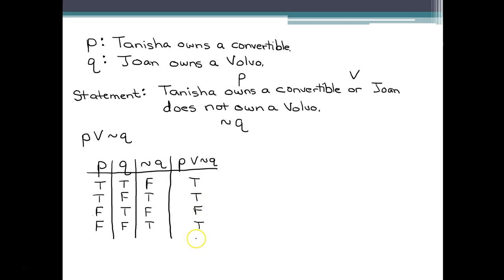So this column right here will help us to see the conditions where the compound statement is true. The compound statement is true when P is true, not Q is false. When P is true, not Q is true. And when P is false, not Q is true. So those are the conditions where the compound statement is true.